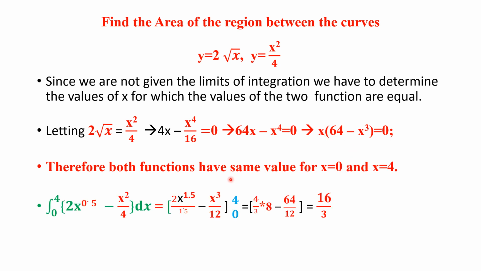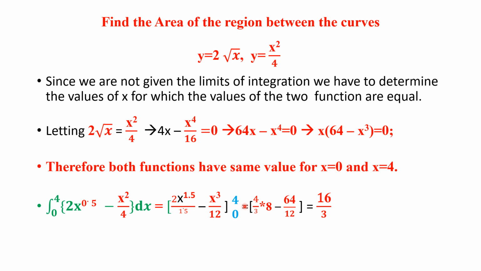We can just go ahead and do the integration, and this is the first function and this is the second function. So if we do the math, integration of 2x to the power half will give us 2x to the power 1.5 divided by 1.5, and integration of x squared divided by 4 will give us x to the power 3 divided by 12, and this is subtracted, and we have to evaluate it between 0 and 4.